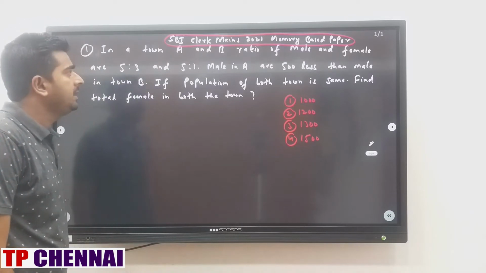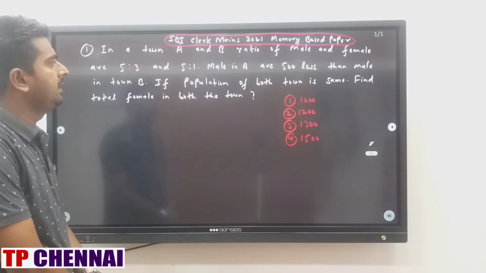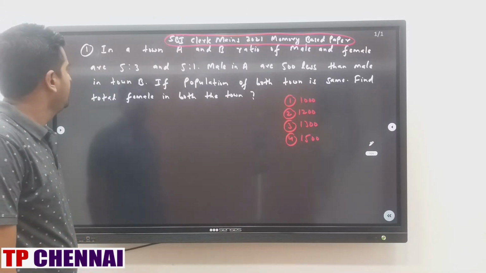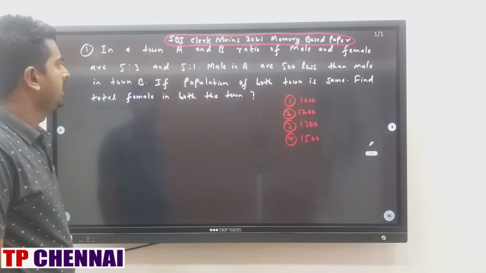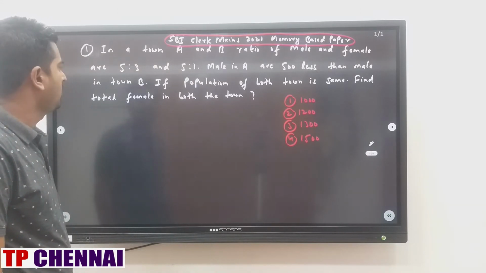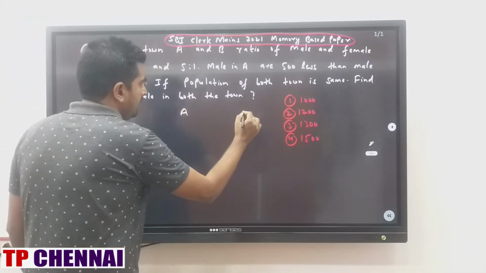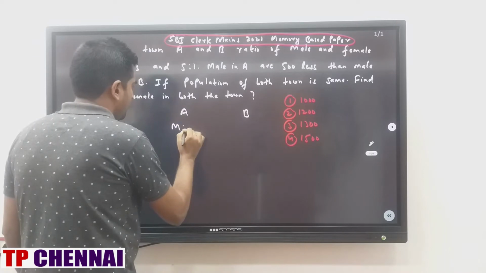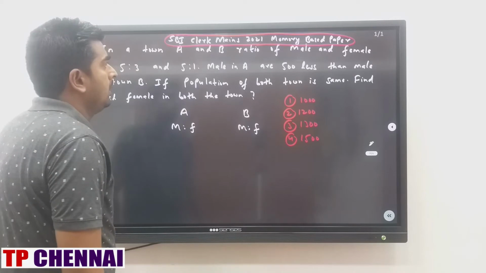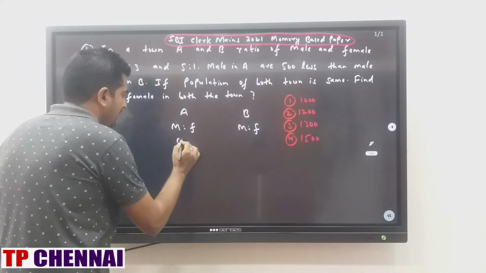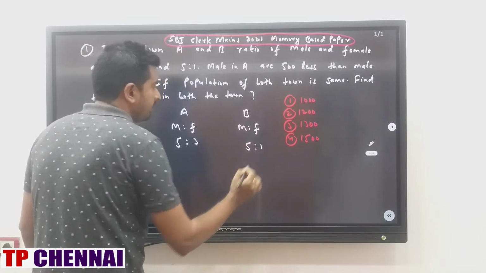In towns A and B, the ratio of male and female are 5:3 and 5:1. Male in A are 500 less than male in town B. If the population of both the towns is the same, find the total number of females in both the towns. So you have two towns A and B, with male to female ratio. In town A the ratio is 5:3, in town B the ratio is 5:1.